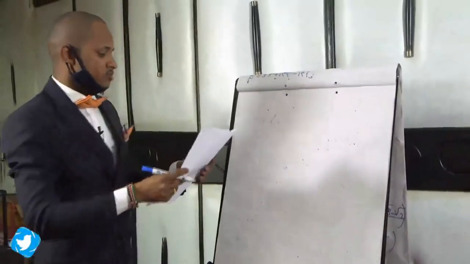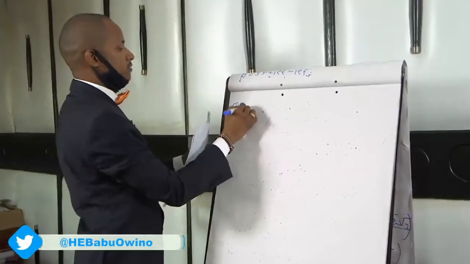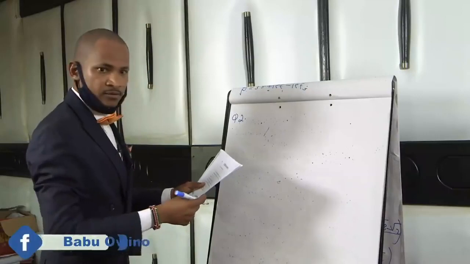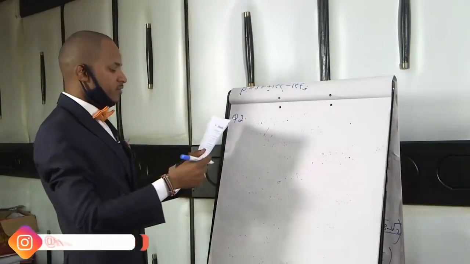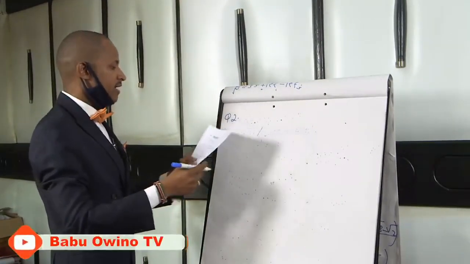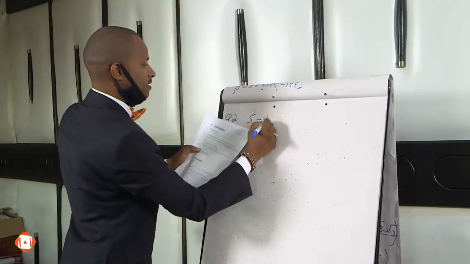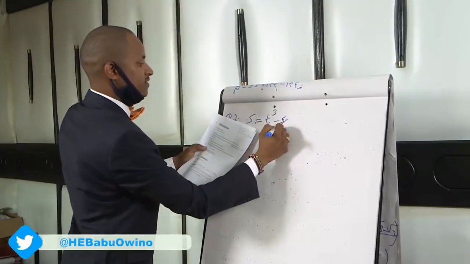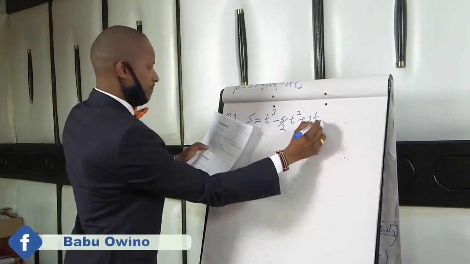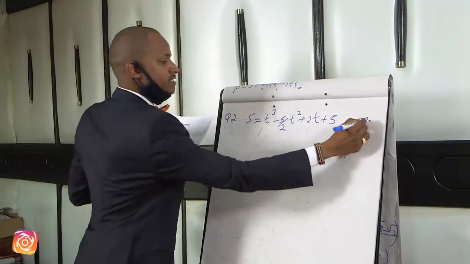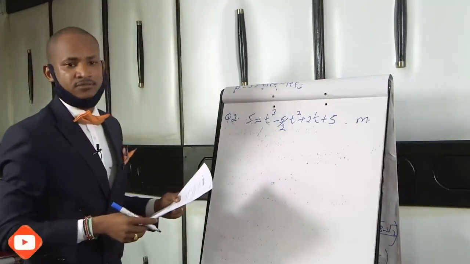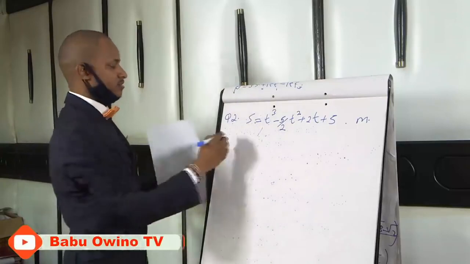Now we proceed to our next question, question number 2. The displacement from a fixed point of a particle in motion at any time t seconds is given by s equals t cubed minus 5 over 2 t squared plus 2t plus 5, where the value is in meters. Find its acceleration after t seconds.